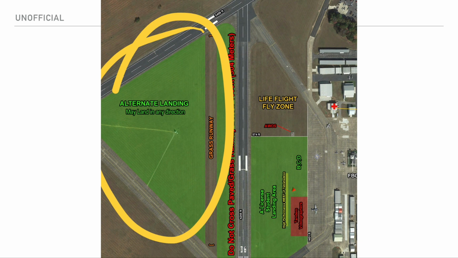The rules for this landing area are: no turns greater than 90 degrees, fly using a left-hand pattern, and you may land in any direction that you'd like. Remember, your first priority is to land safely.